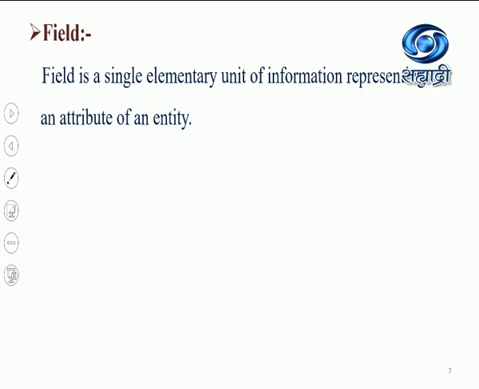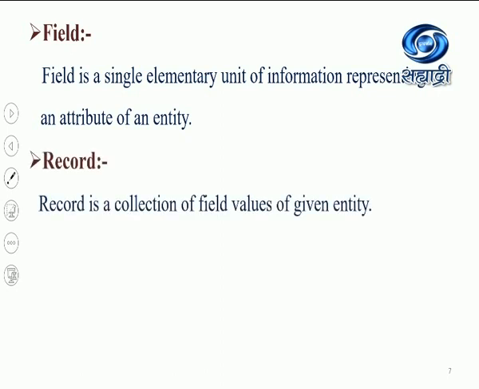Next term is field. So what is a field? Field is a single elementary unit of information. It represents the attribute of an entity. So in the previous example, name, age, gender, education, these are called the fields.